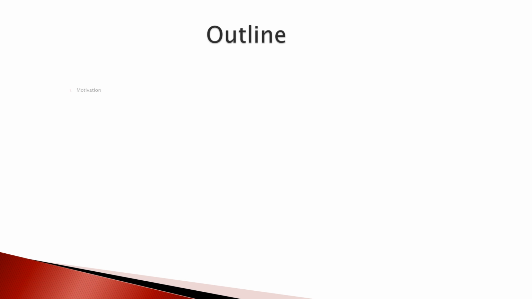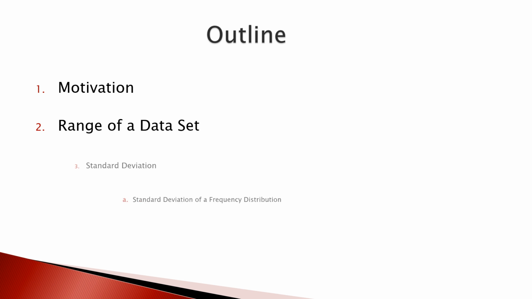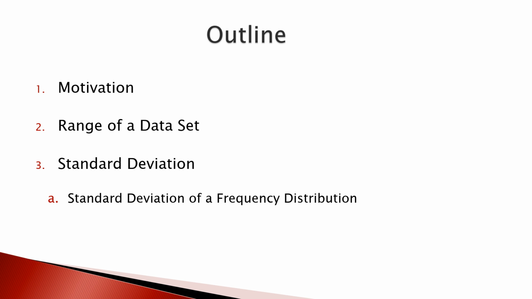Here's the outline. First of all, let's look at why we need to define these measurements, these scalar values. And then the first one is going to be the range of a data set. And the most important one, of course, standard deviation, which I assume you heard about before. Okay, because that's one of the most common statistical measurements. And the last one is the coefficient of variation, which is a nice way to compare different data sets.